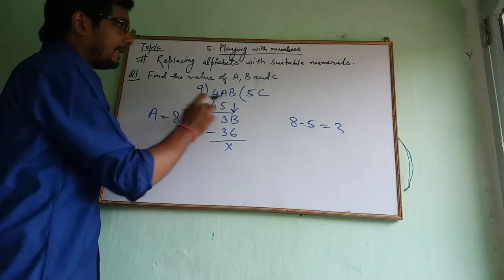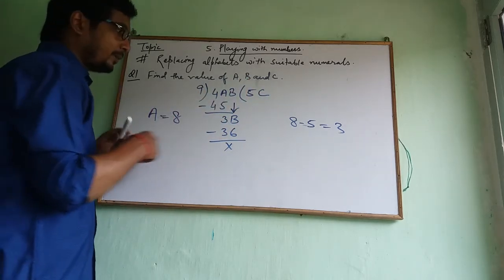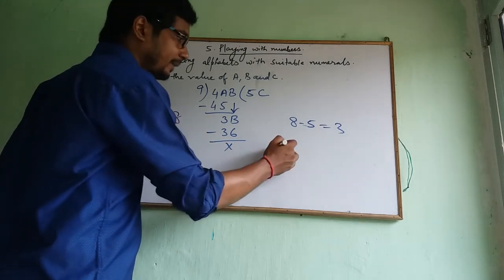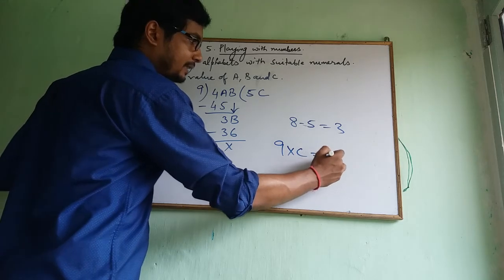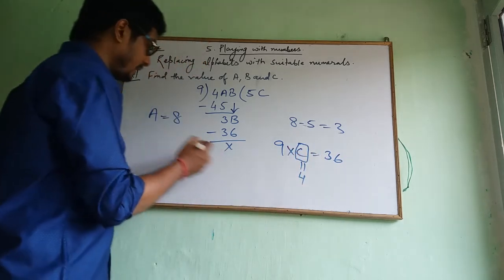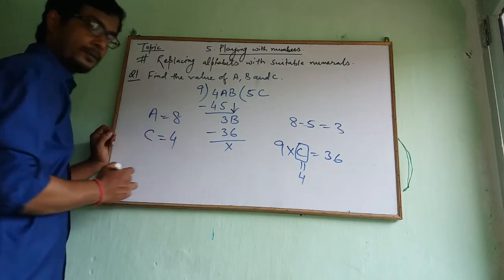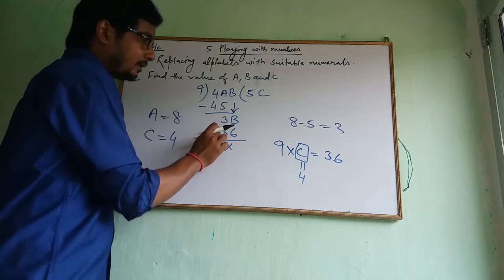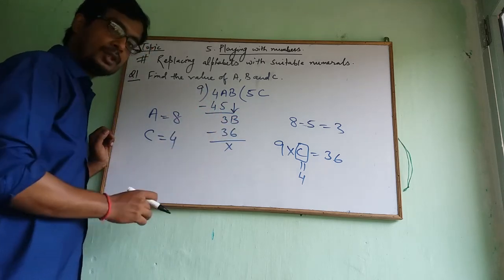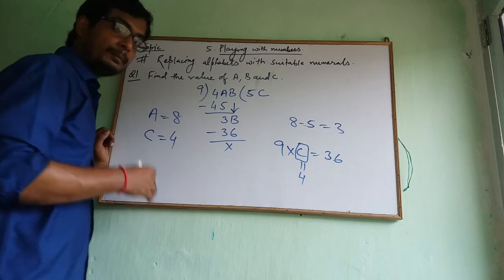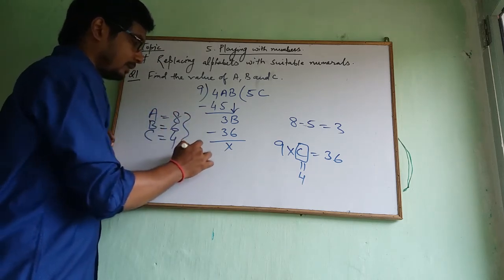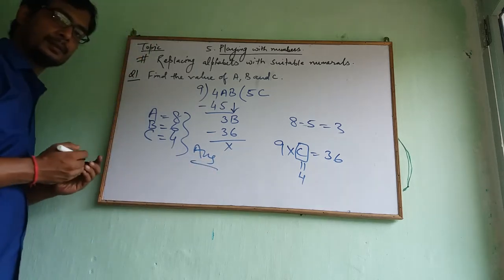Now when 9 is multiplied with c, it becomes 36. When the value of c is 4, it means that c is 4. Now when 3 is subtracted with 3, it becomes 0, and when b is subtracted with 6, it also becomes 0. So the value of b must be what? It must be 6. So this will be my answer.